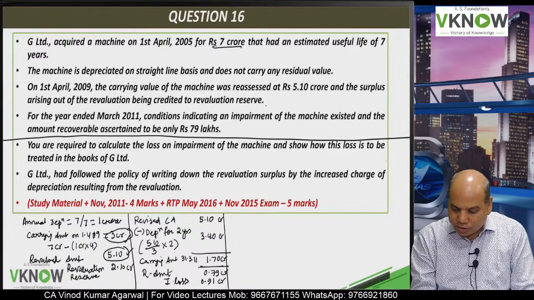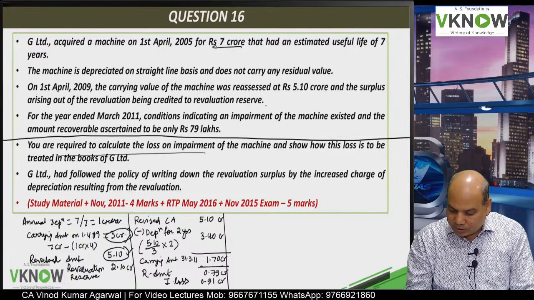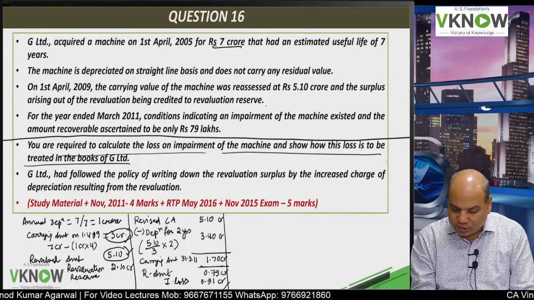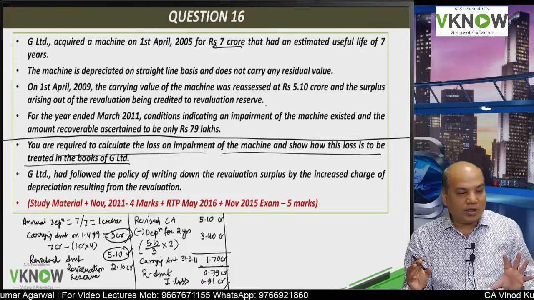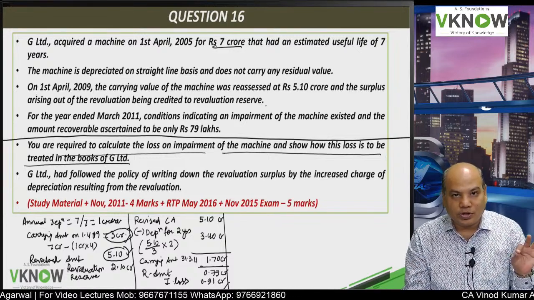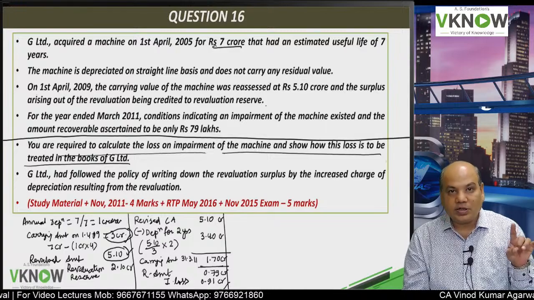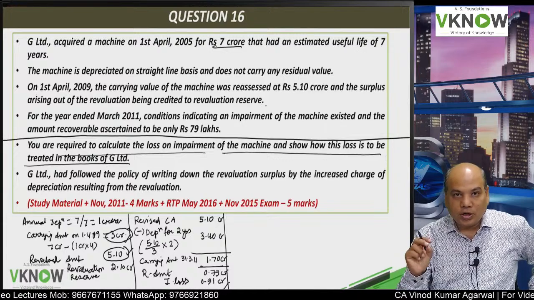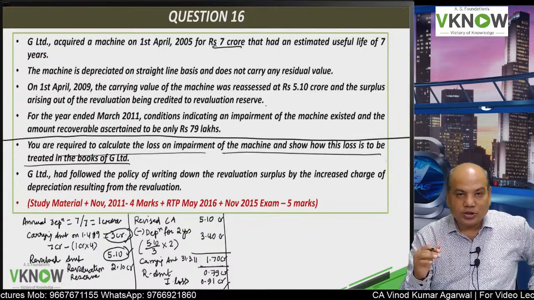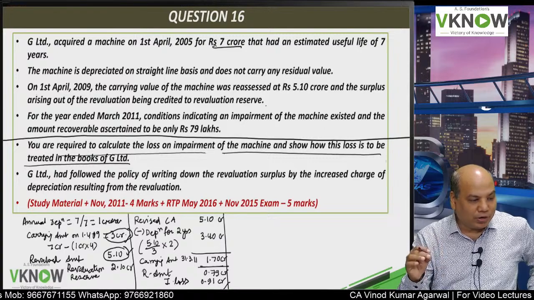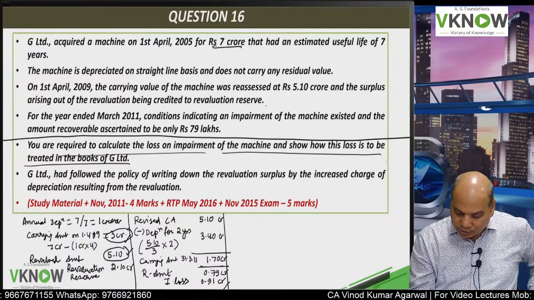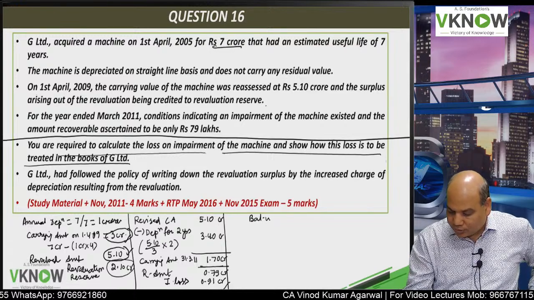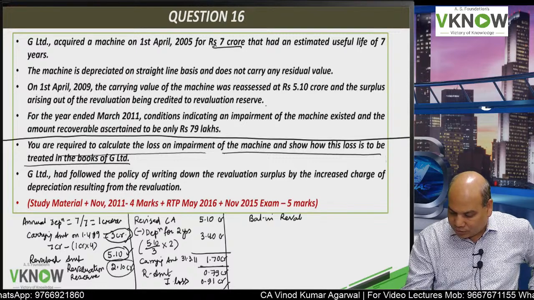Now you are required to calculate the loss on impairment, that is 0.91 crore of the machine, and how this loss will be treated in the books of G Limited. Now we have to decide how much loss will be adjusted against revaluation reserve and how much loss will be adjusted against P&L account. For that we have to see how much is the balance in revaluation reserve. So what was the revaluation reserve created? 2.10. So next working will be balance in revaluation reserve account.